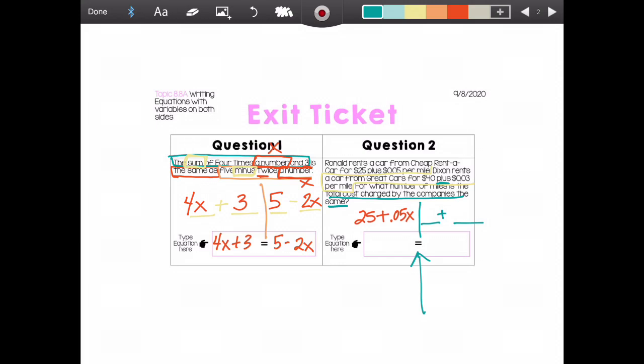We know that we are automatically going to get charged this $40. All right, so 40 plus 3 cents per mile. Again, this per mile is our variable because it's an unknown number, and our coefficient is 3 cents. Okay, so the equation you should have had for number 2 is 25 plus 5 cents x equals 40 plus 3/100 x.